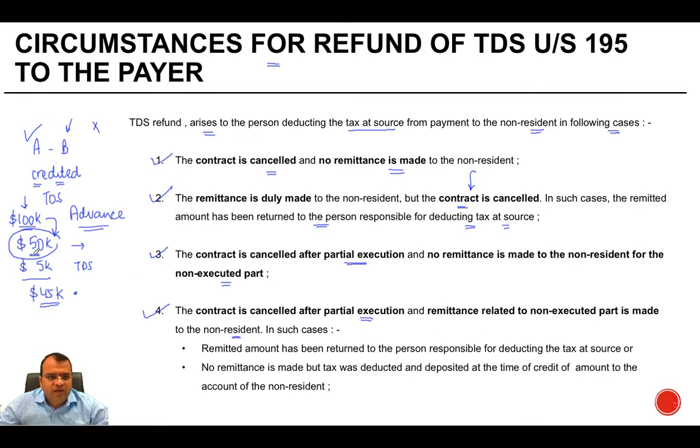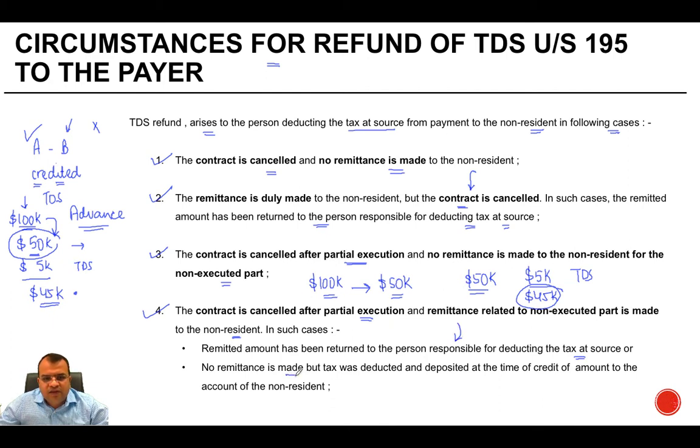The contract is cancelled after partial execution and remittance relating to the non-executed part is made to the non-resident. Now in this case, if the entire $100,000 was paid as advance, even though the work that was done was only for $50,000, then what happens to the balance $50,000, which is relating to the non-execution part? The remitted amount has to be returned to the person responsible for deducting tax at source. So the excess was $50,000. Now assuming out of the excess, $5,000 was deposited as TDS and $45K was sent to the non-resident, this $45,000 which was remitted to the non-resident should have been returned to the payer.